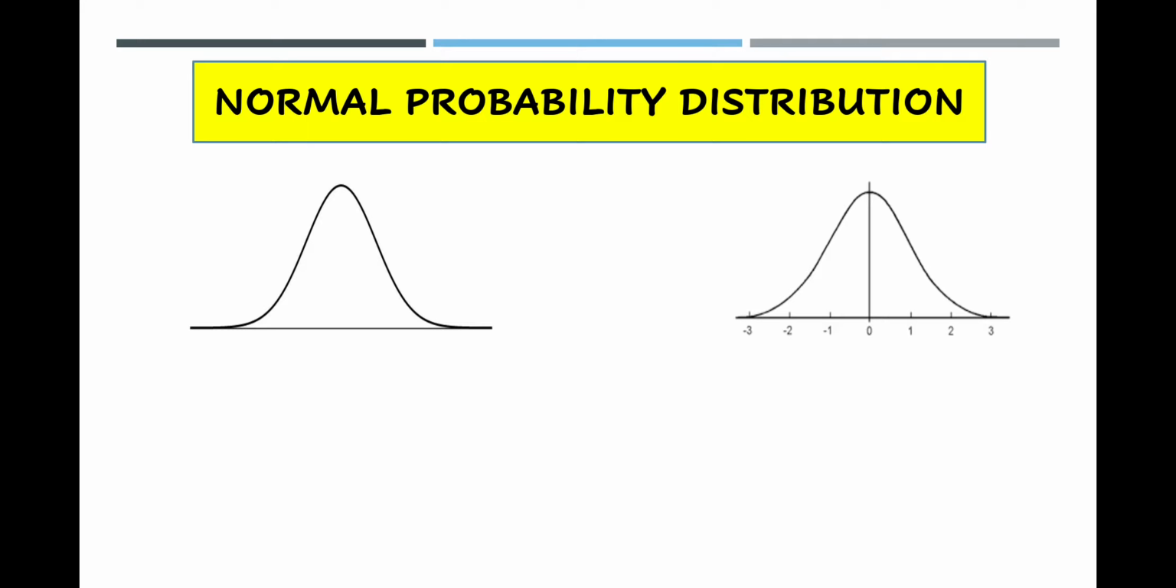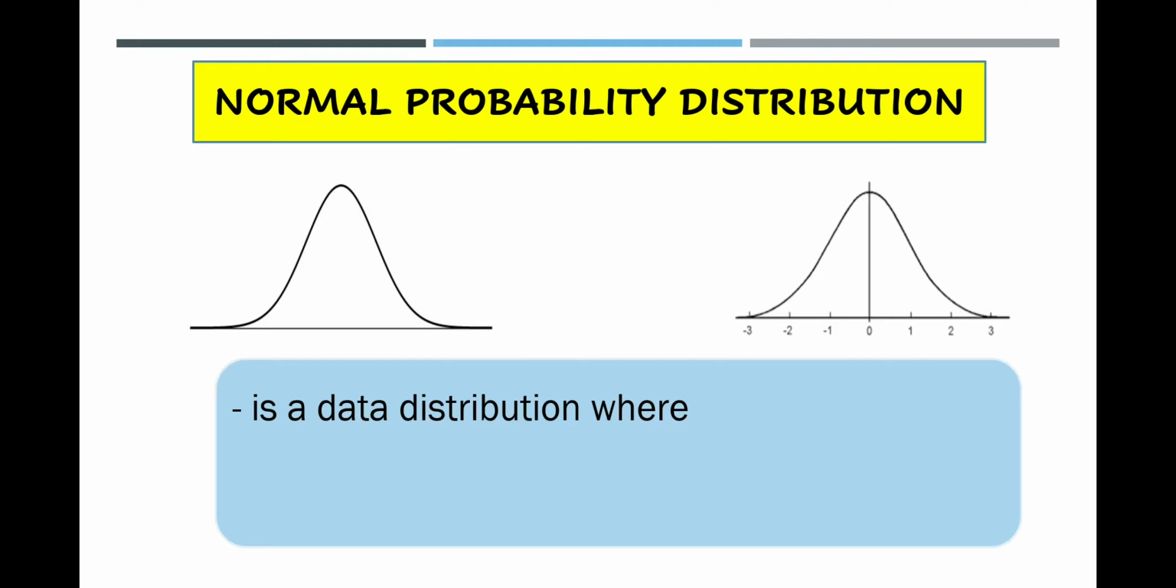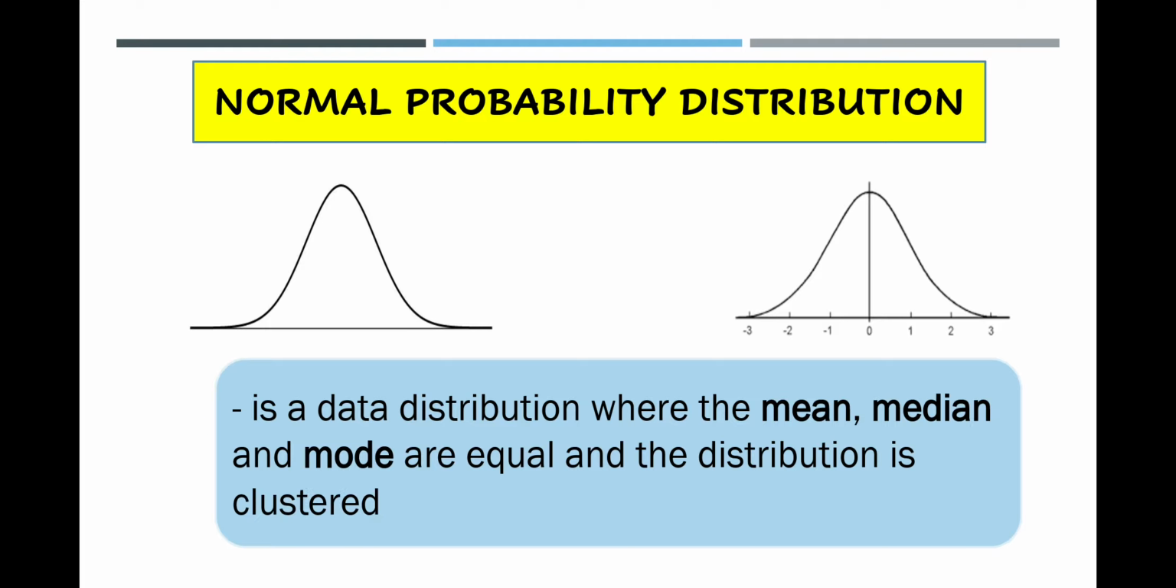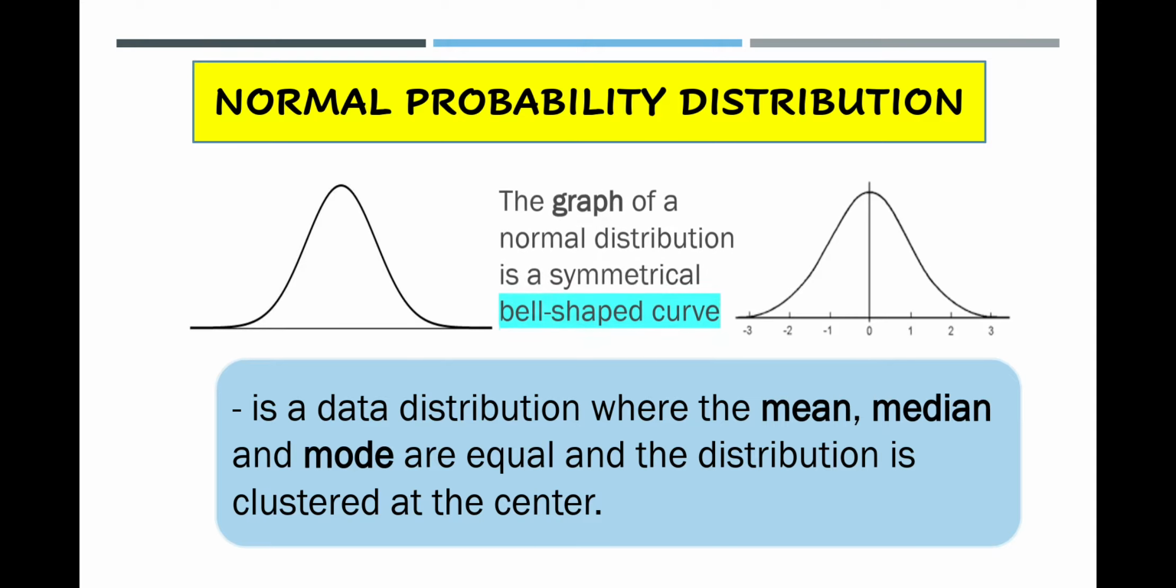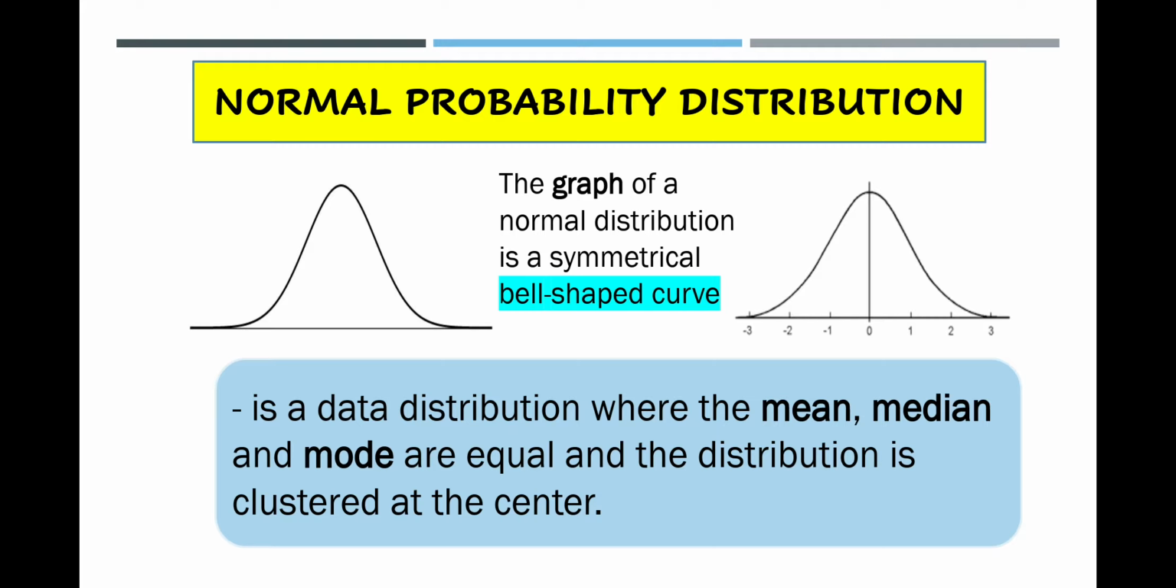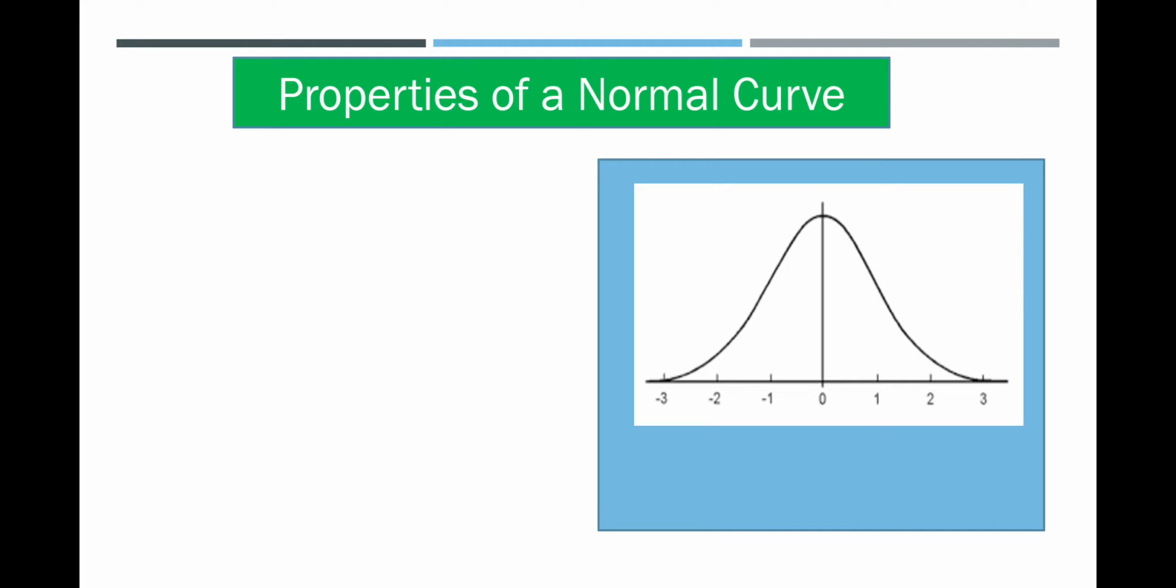So a normal probability distribution is a data distribution where the mean, median, and mode are equal, and the distribution is clustered at the center. So the graph of a normal distribution is a symmetrical bell-shaped curve. So what are the properties of a normal curve?